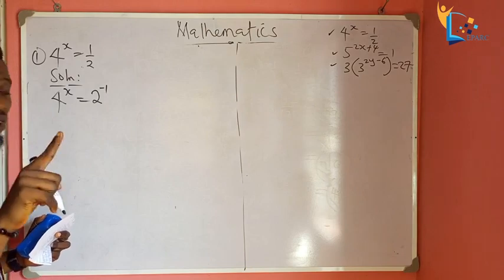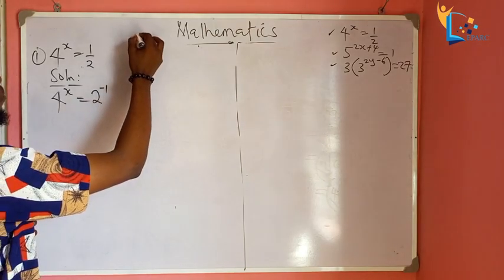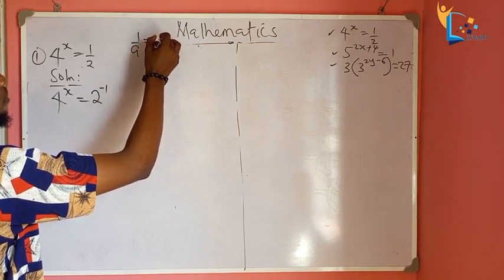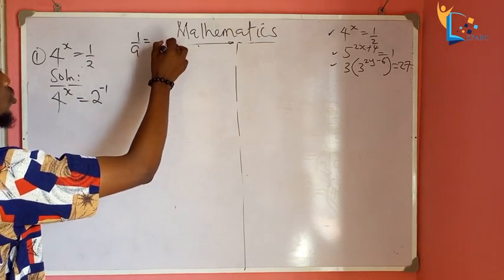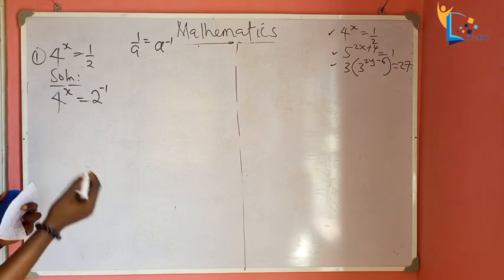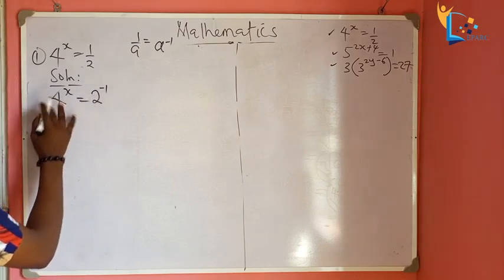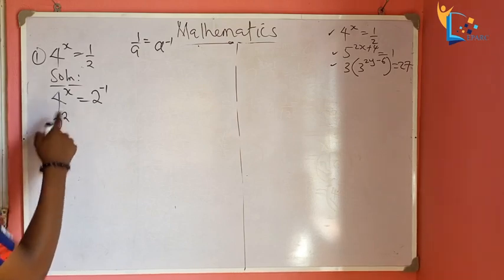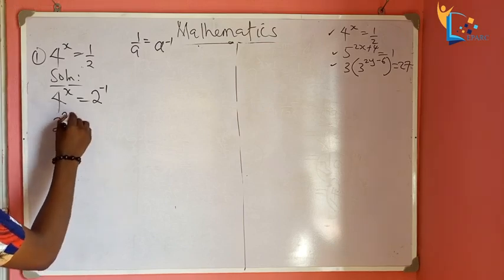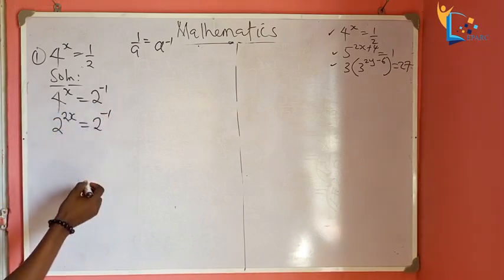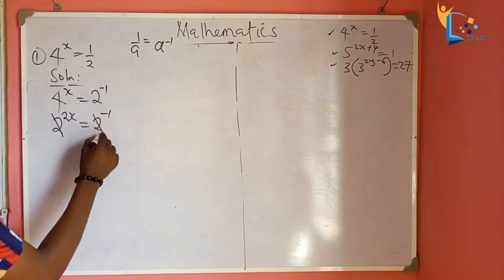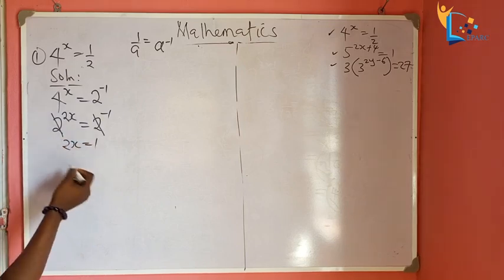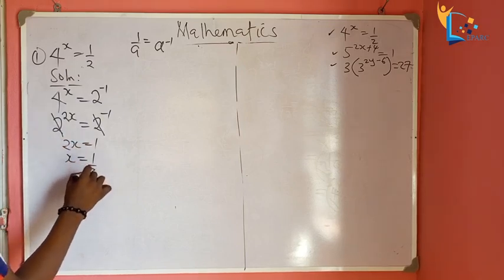No, sorry, the third or the fourth law, where 1 over a is something as a raised to the power of minus 1. The same thing. Now this one can be broken further into 2 raised to the power of 2, because 2 raised to the power of 2 is 4. So x equal to 2 raised to the power of minus 1. You see, the bases are the same, so we can strike them off and equate the powers. So we have 2x is equal to 1. So x is equal to 1 over 2.